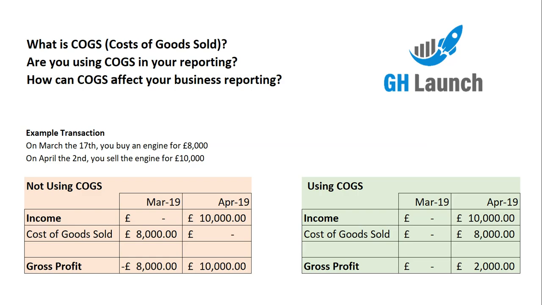So if you buy, for example, an air filter for £5 and you sell the air filter for £10, the cost of selling that air filter is £5.